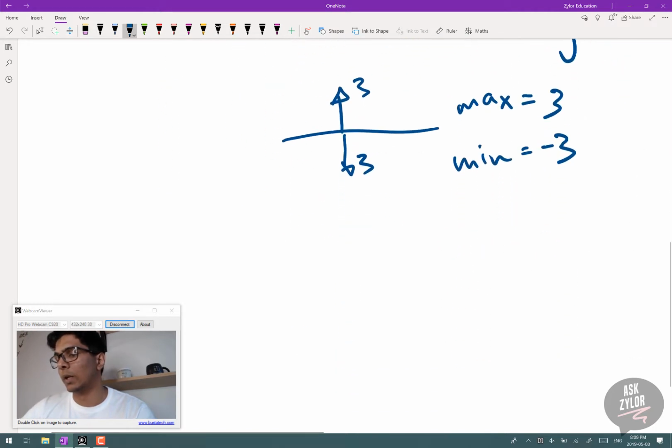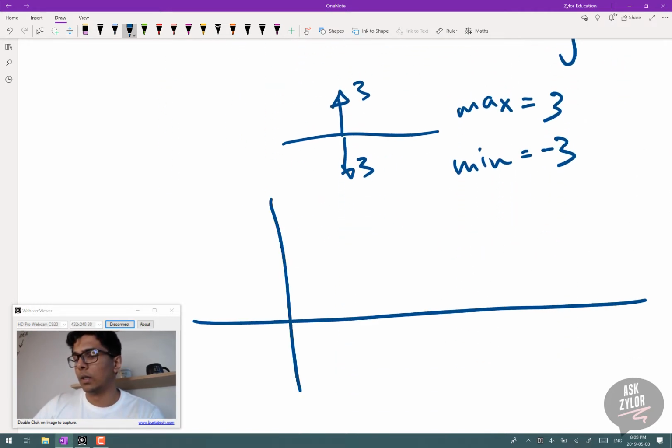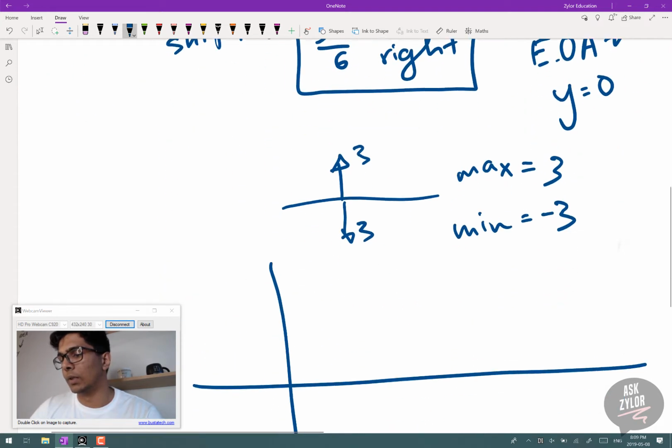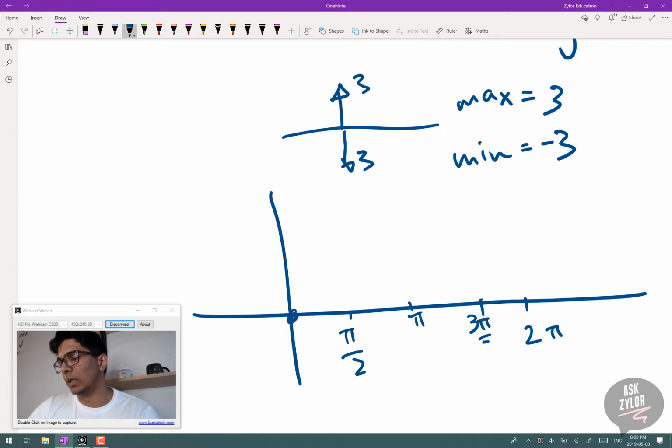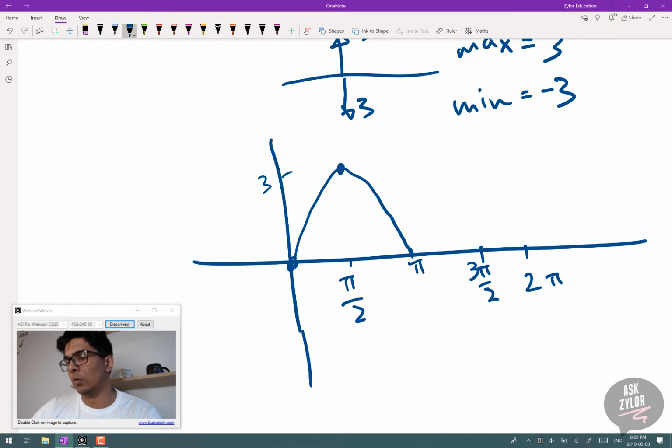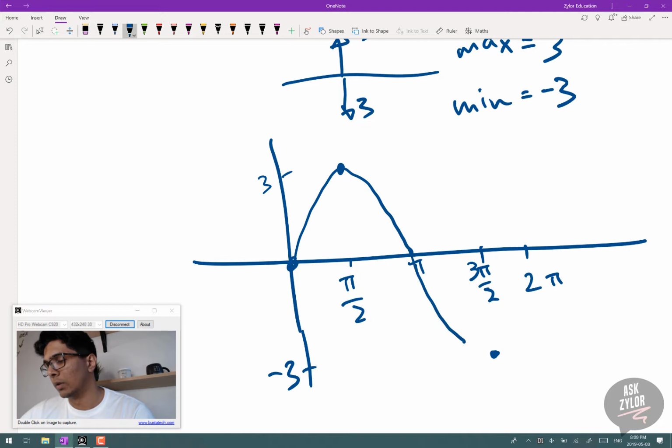Okay, so let's go ahead and plot a general equation for this. So this is a sine function, meaning I'm going to start at 0. And if my period is 2 pi, my middle is pi, I have pi over 2 and 3 pi over 2. These are the important points. So the max will be at pi over 2, which will be at 3. And then it's going to come back down to 0 at pi. And the min will be negative 3. It'll be at 3 pi over 2. So I have something like this.